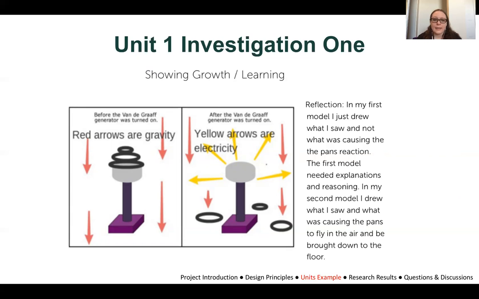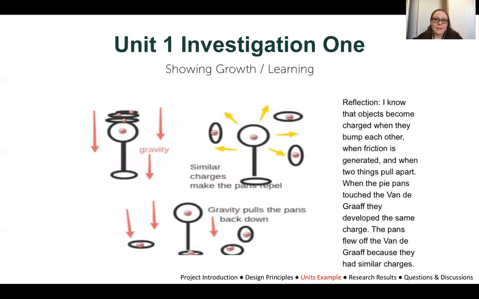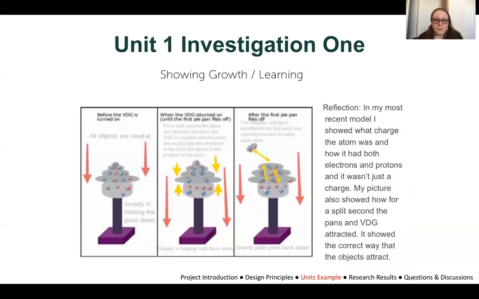So they're starting to get at what is the invisible or submicroscopic cause that's making this happen. What's the causal mechanism, is what we say. And then as they continue to move and start to think about charges, we now start to see common charges on both the Van de Graaff and the pie pans. So they're thinking about this as expressing a net charge.